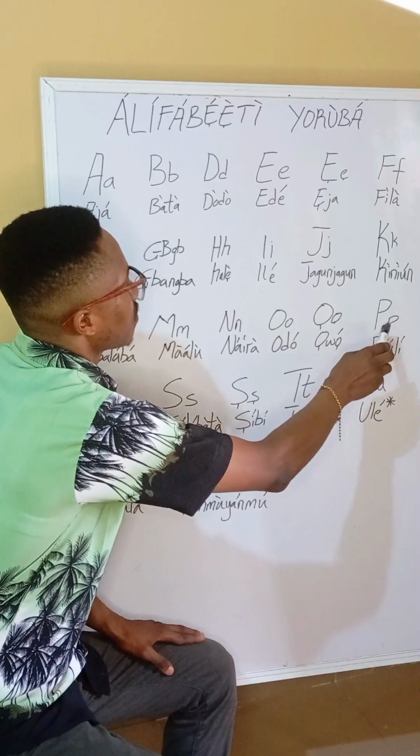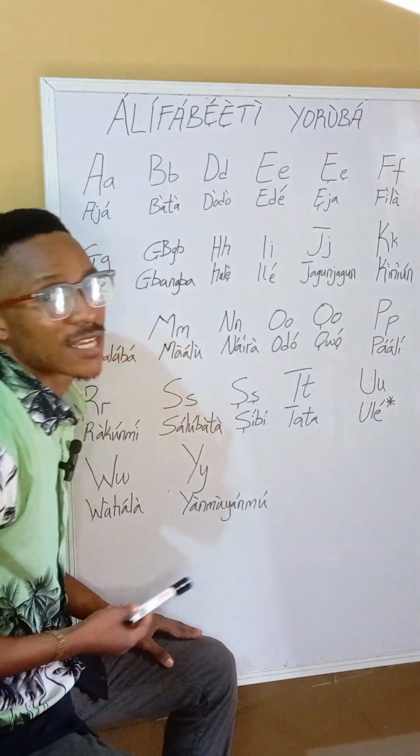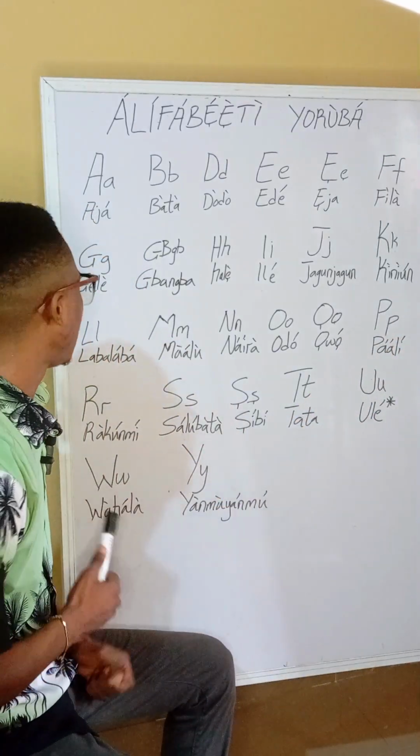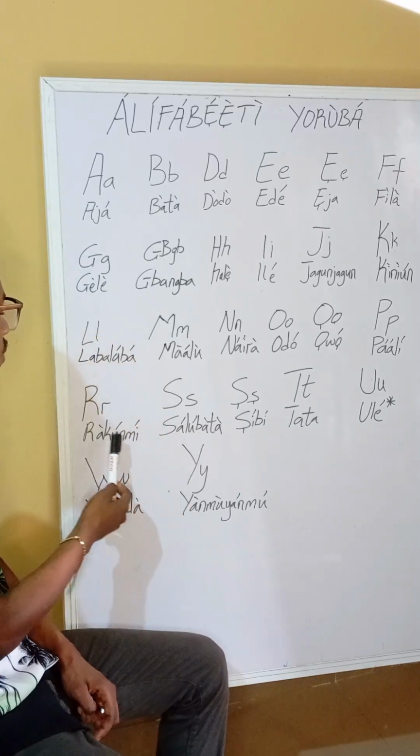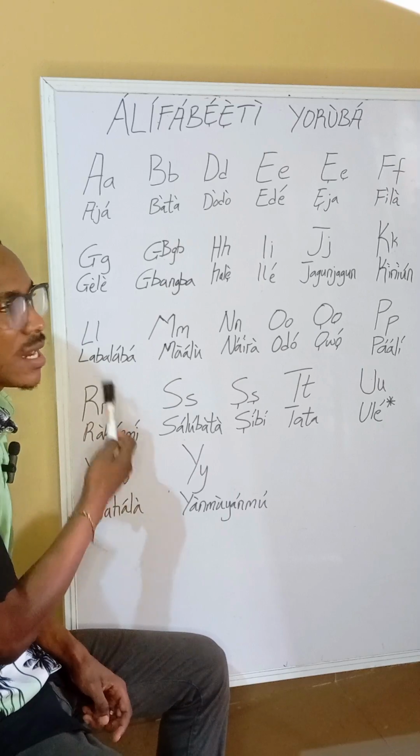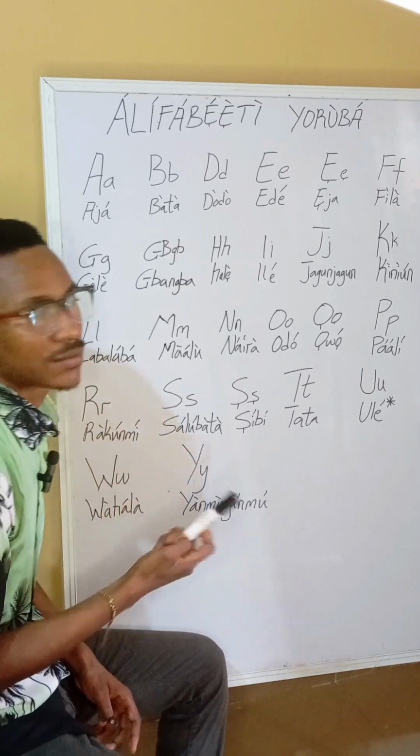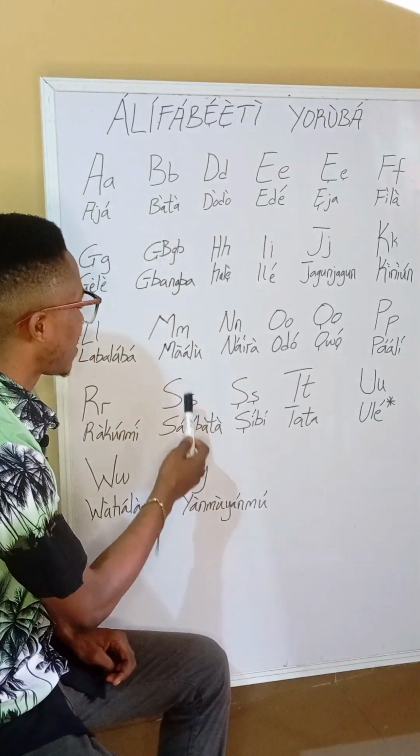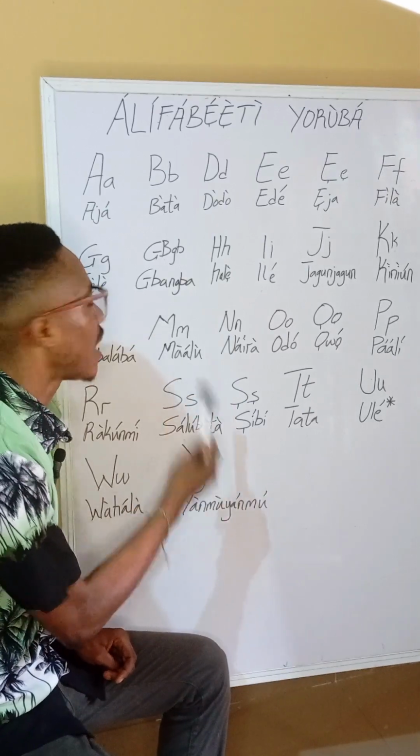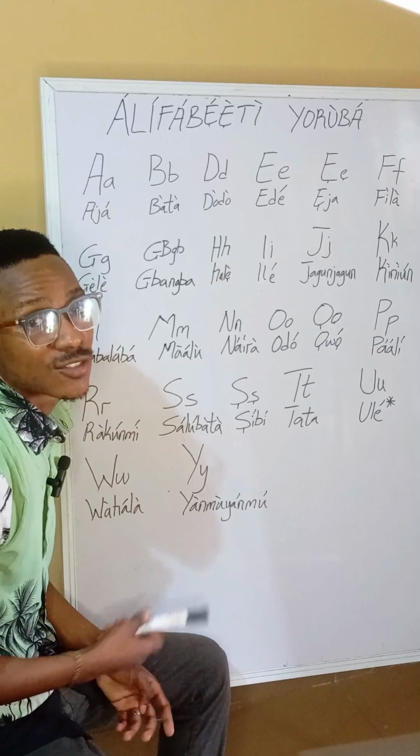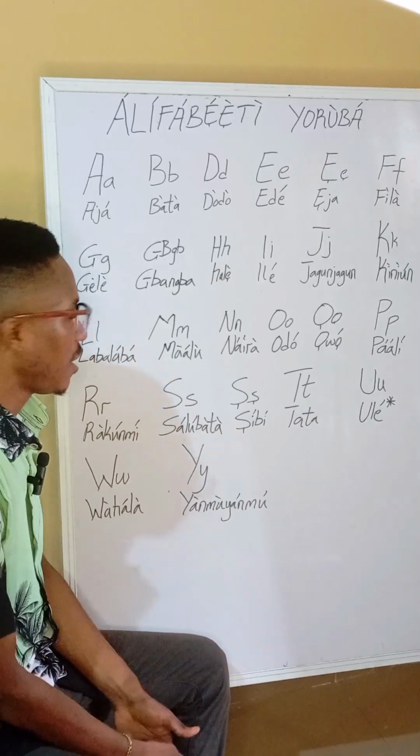P, Pali. Pali is known as carton in English. R, Rakumi. Rakumi is known as camel in English. S, Salubata. Salubata is known as slippers in English.